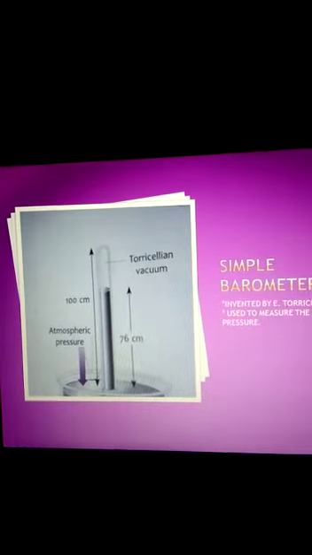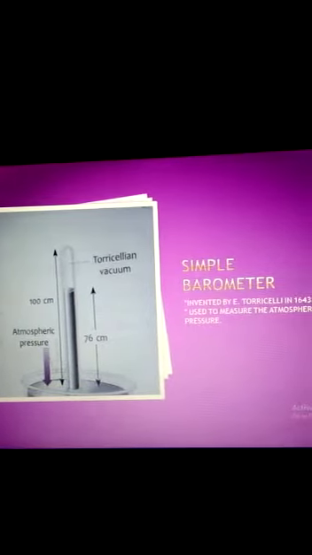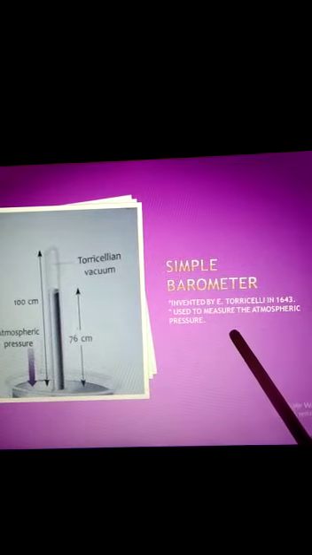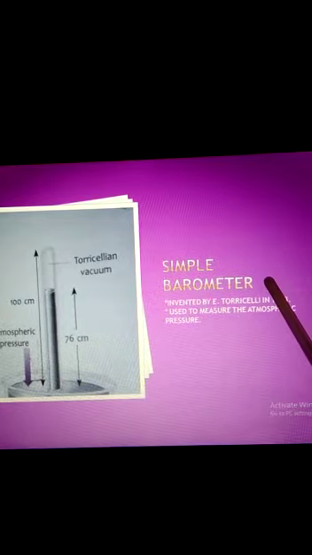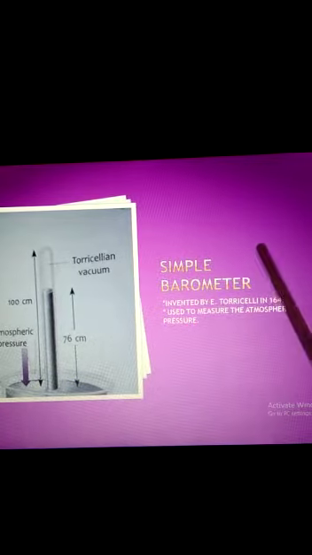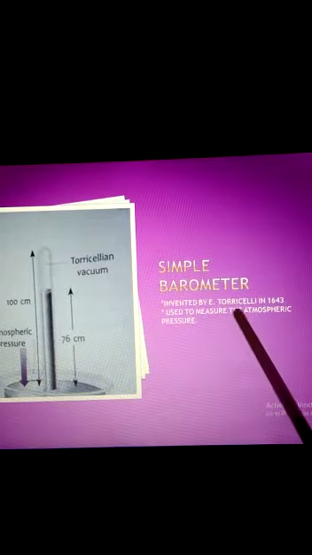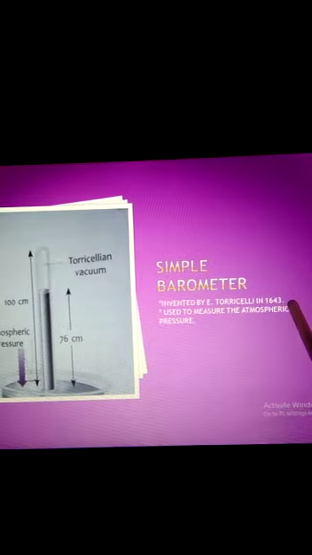Now we will study some instruments that help to measure atmospheric pressure. Here first we will discuss the simple Mercury barometer. The simple barometer, or simple Mercury barometer, was invented by Evangelista Torricelli in 1643.